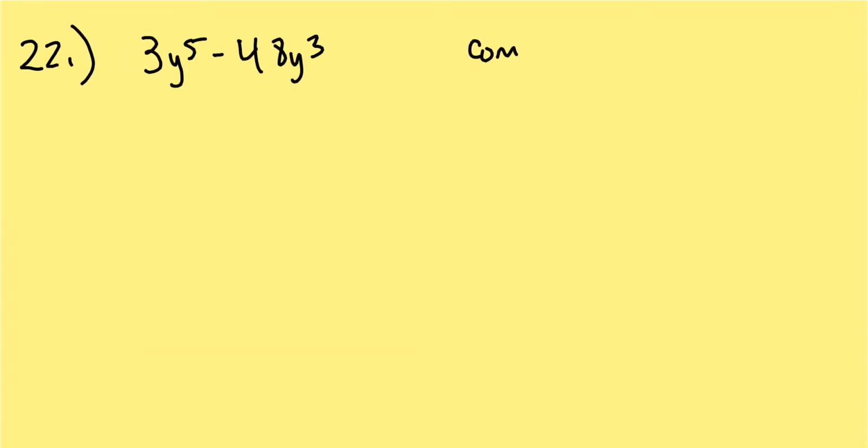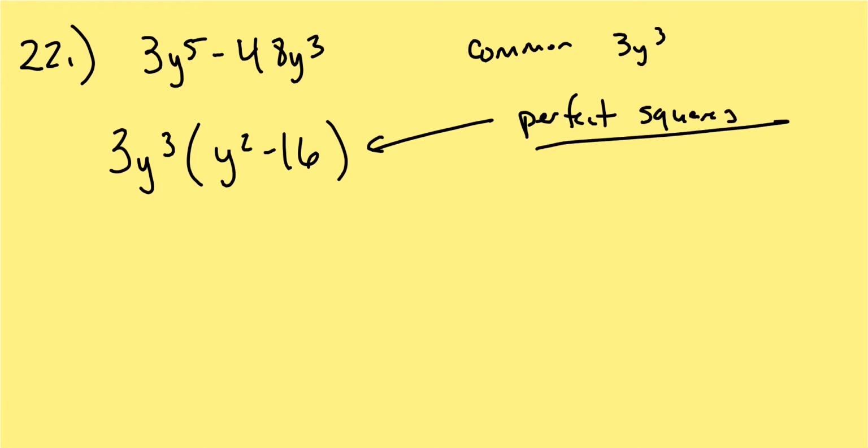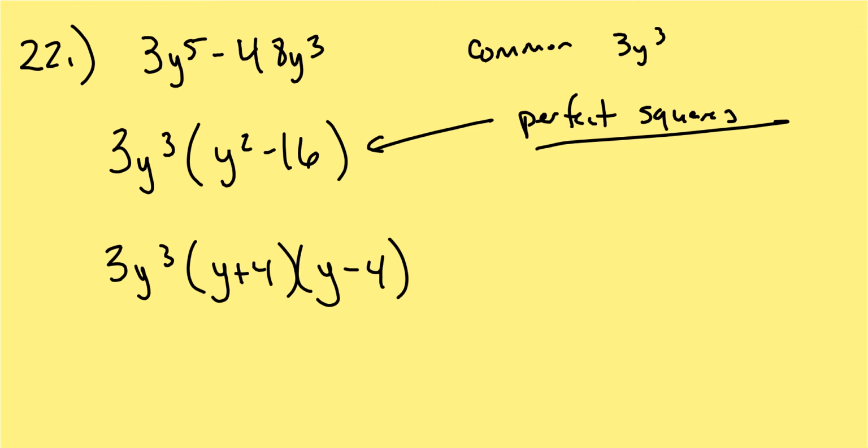For 22, it's 3y to the 5th minus 48y cubed. They have a common 3y cubed, as in 3 goes into both, and they both have y cubed, so I'm going to put 3y cubed outside. I'm left with y squared minus 16. Now, inside the parentheses, I have perfect squares. So I'm going to write 3y cubed, and this is going to break down into y plus 4, y minus 4. Alright, and that's it for 22.